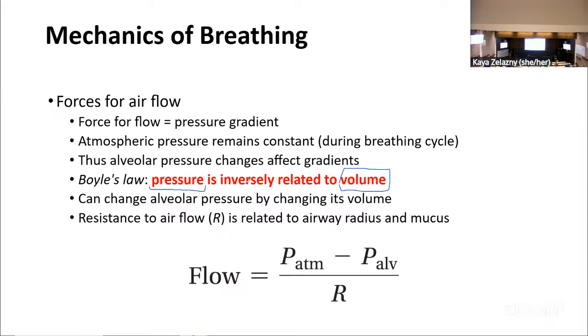We'll talk about Boyle's law, but that's basically the gist of it. There's an inverse relationship here. If you have a big volume, it's going to be low pressure for any given amount of air inside. If you have a small container, a small alveolus, a small chest, for any given amount of air, that's going to create a higher pressure. So we're going to be changing these alveolar pressures by changing their volume. We're going to make the alveoli big to drop the pressure and suck air in. We're going to make the alveoli small to make high pressures push air out.